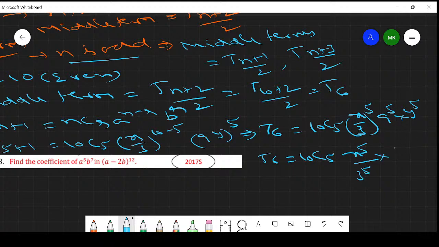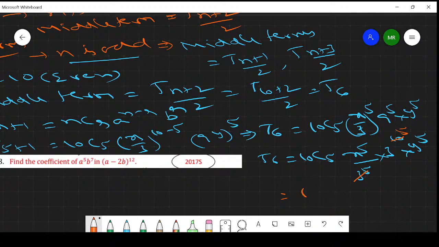9 power 5, 3 square whole power 5, 3 power 10, into y power 5. I can eliminate, you can simplify if you want. 3 power 5 will go 5 times here. That will come, your answer is 10C5. But you know how to simplify 10C5.